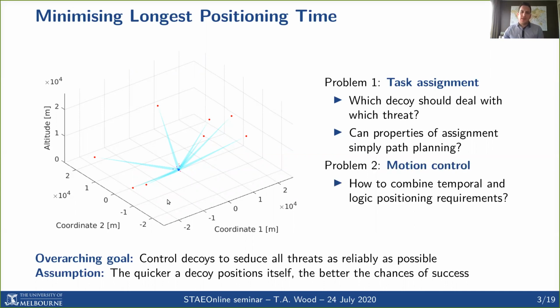So the second problem is then the motion control. How do we control the decoys so that we can move them to a certain position? We need to reach this tracking cone within a certain time. But we also have temporal components. So we need to be in the cone. It's a subtask. Then we also need to make sure that at that time the threat is in a certain position. So it's time critical. So there's timing. We have an objective that combines several conditions that are combined in logic and also in time.